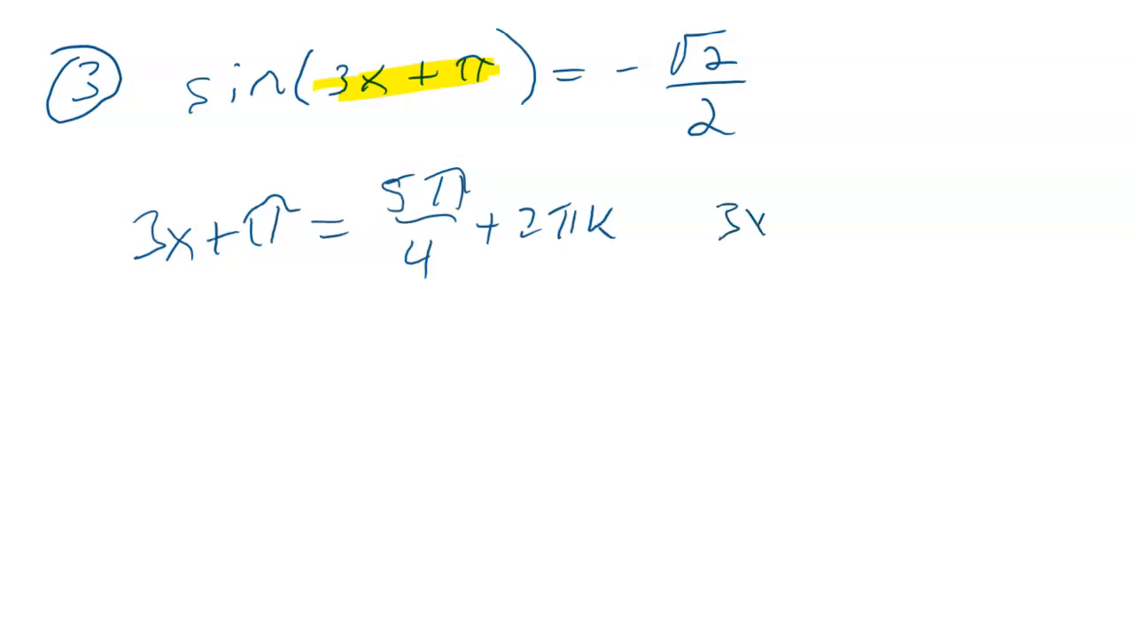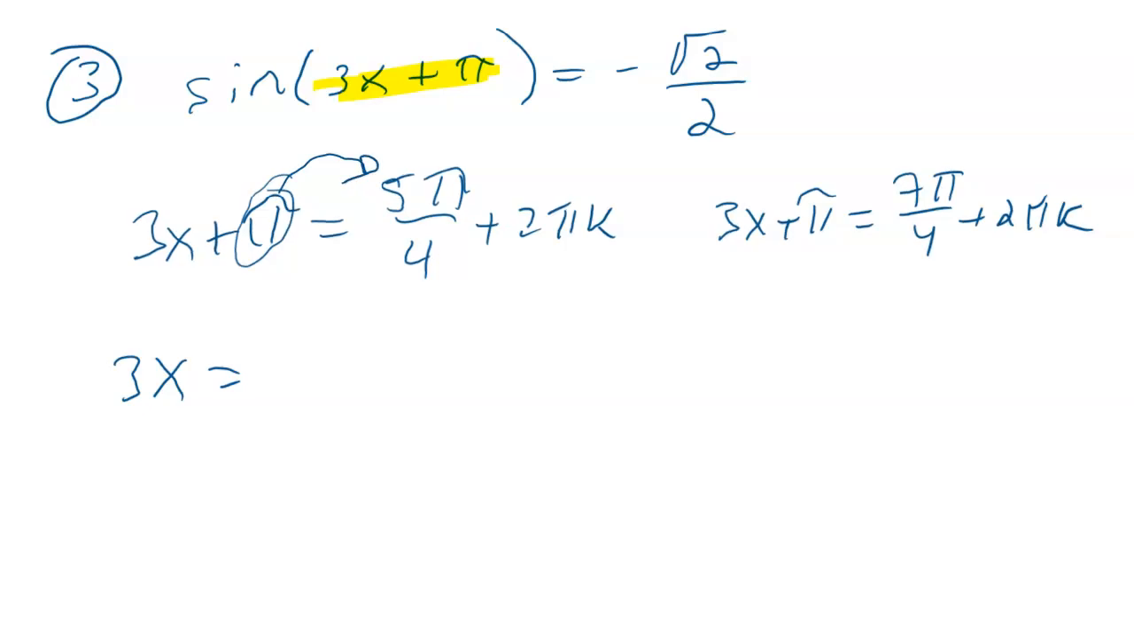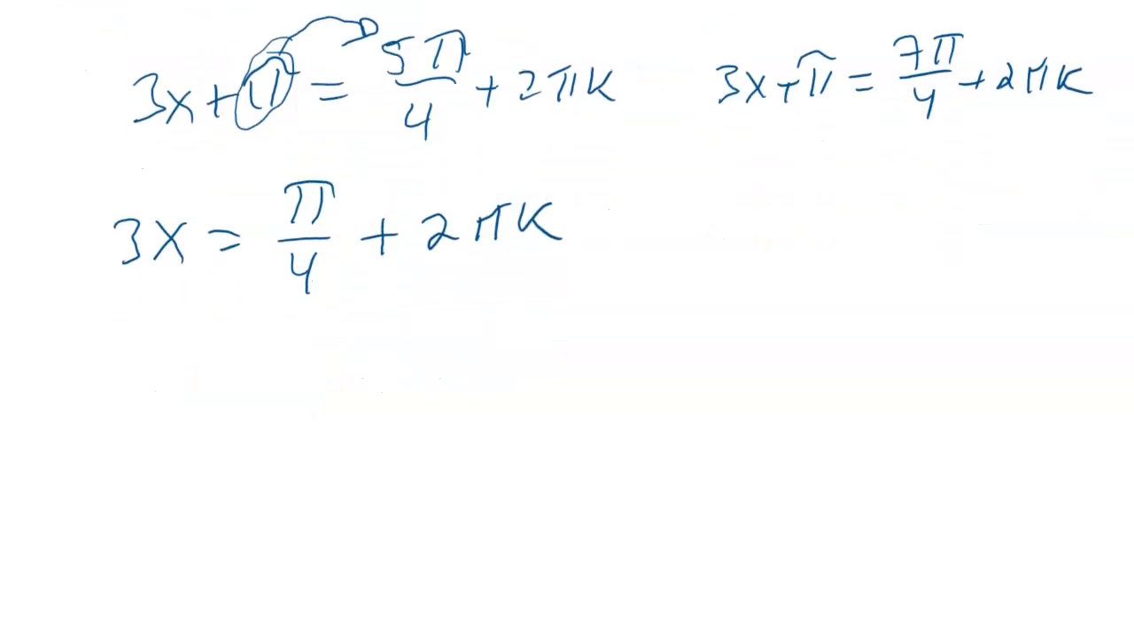And then our other one is 3x plus pi is equal to 7 pi over 4 in the fourth quadrant plus 2 pi k. All right, and then I'm just going to solve. So I'll subtract off pi, so I'll get 3x is equal to, when I subtract pi from 5 pi over 4, well, then I'd have 5 pi over 4 minus 4 pi over 4. So that's just pi over 4 plus 2 pi k. And then eventually I divide by 3. I get x is equal to pi over 12 plus 2 pi over 3 times k.